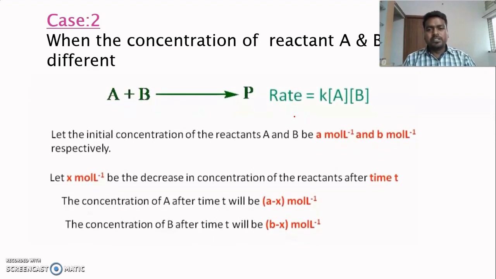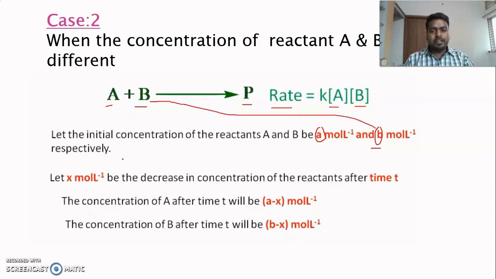In this case, let us consider the reaction A and B giving P, where P is the product, and the rate of reaction is equal to k into concentration of A and concentration of B. Small a is the initial concentration of reactant A, and small b mole per liter is the initial concentration of reactant B. Here x is the concentration of P, and a minus x is the concentration of A after the reaction. As I told in the beginning, at t equal to 0, that is before the reaction, A and B are the reactants and P is the product.